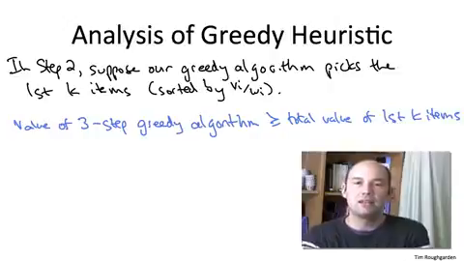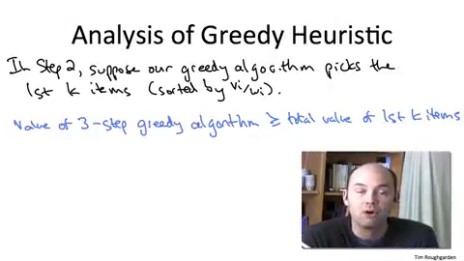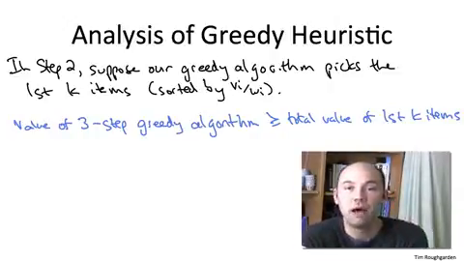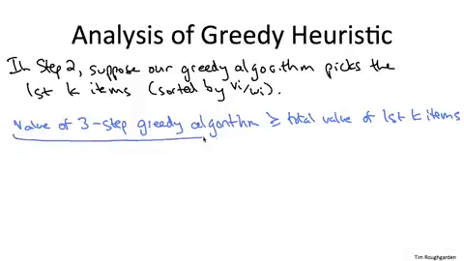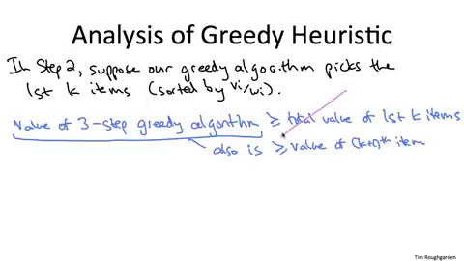The second candidate considered in step 3 of our greedy algorithm is the maximum value item all by itself. So one such item all by itself that would be considered by our greedy algorithm was this k plus first item, the item on which we got stuck in step 2. So therefore, whatever the value of our output of our 3-step greedy algorithm is, it's definitely at least the value of item k plus 1 in isolation.